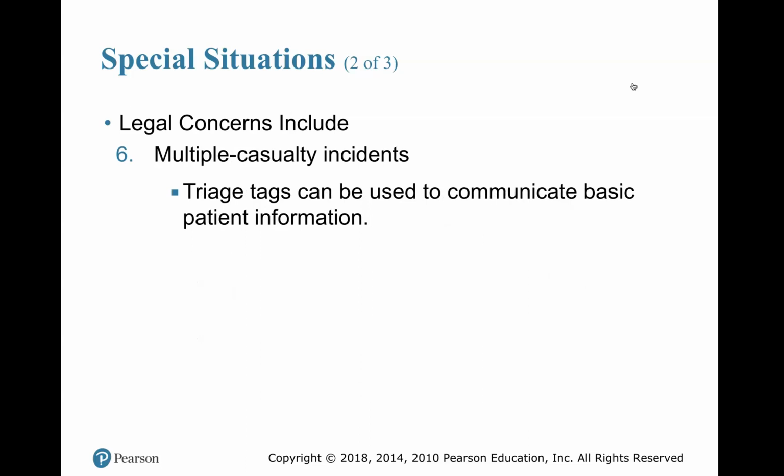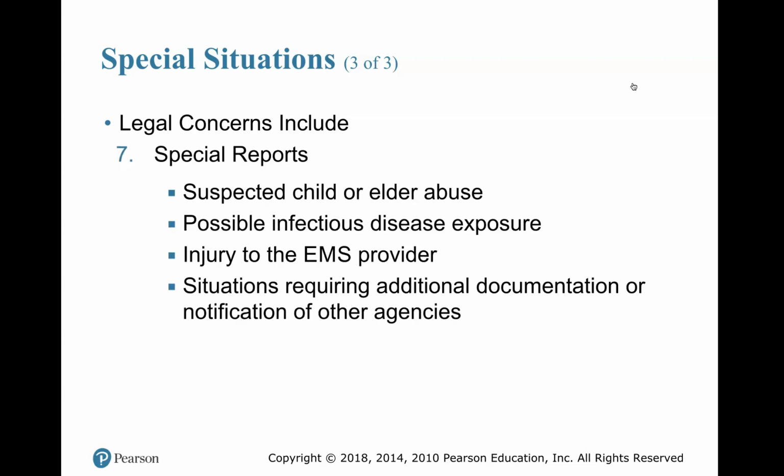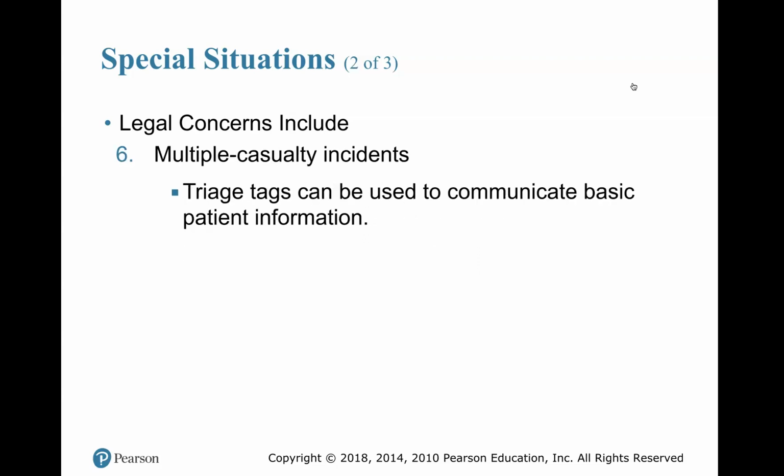Multiple casualty incidents, you'll hear us talk about MCIs. Triage tags can be used to communicate basic patient information. A triage tag has 4 colors: black, red, green, and yellow, and they all mean different things, and we're going to talk about that towards the end of the course. Nothing to really get too concerned about right now, but at the end of the course you'll understand what they mean. Very simple to use, but it's nothing really to be too concerned about right now.